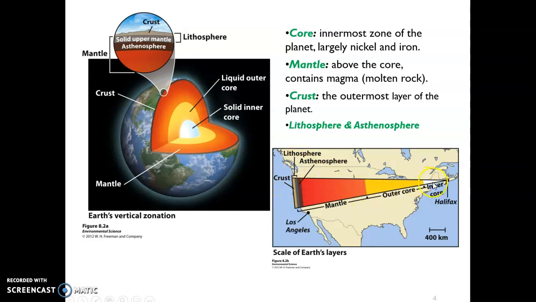So to recap, you have the inner core, solid nickel and iron, the outer core, liquid nickel and iron, the mantle, which is molten rock, which goes from a very much more molten rock to a partially molten, or semi-molten, rock, the very top of the mantle being solid, the crust being solid, and the lithosphere being the term for crust plus the very top or solid part of the mantle.